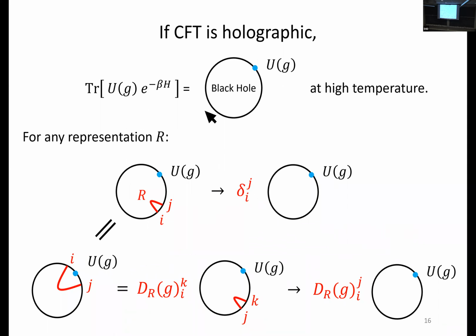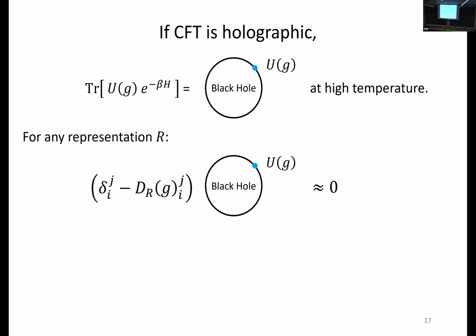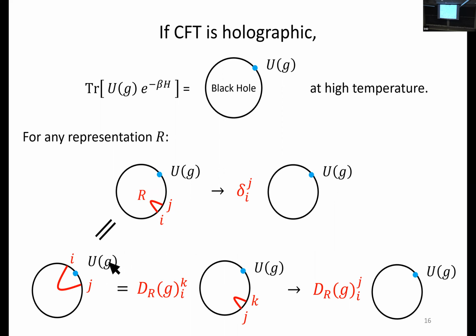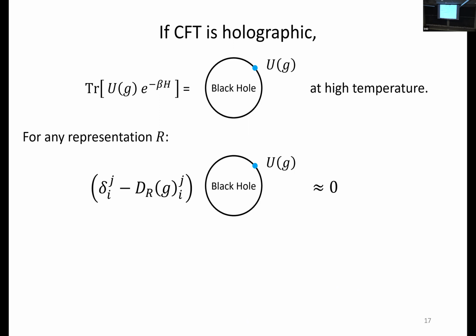But the important thing in the bulk is that this Euclidean black hole geometry has a contractible S1. That means you can move this endpoint i around over here. If you have a finite group, there is no local holonomy, so you can do that. But if I move this point i across this unitary operator, then you get this representation matrix D. Then you can shrink this Wilson line to a point, use the Kronecker delta, and find this one. So by using the fact that the thermal circle, the boundary S1, is contractible in the black hole geometry, you can derive the following identity.